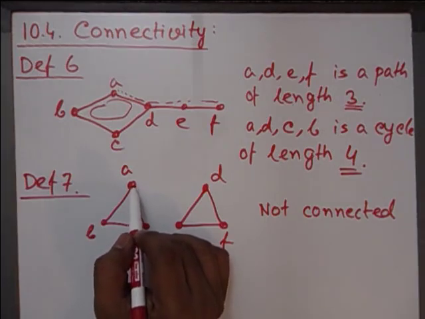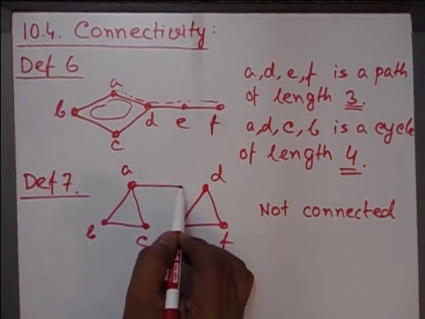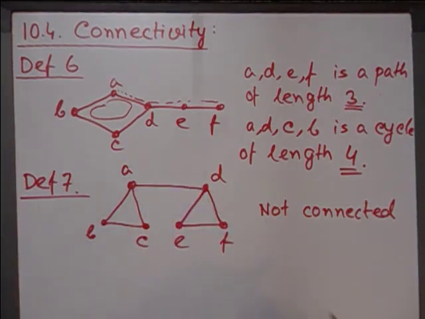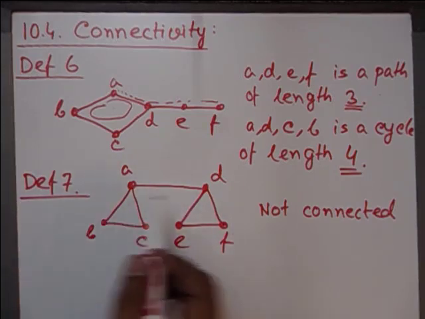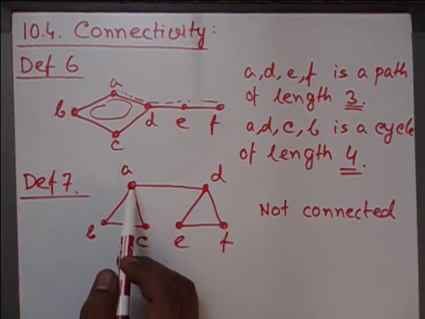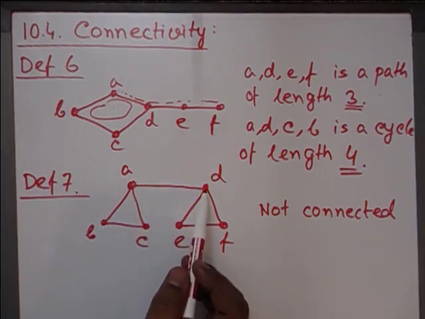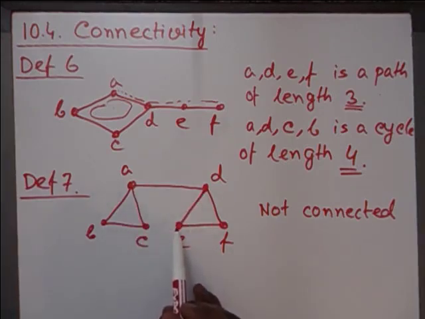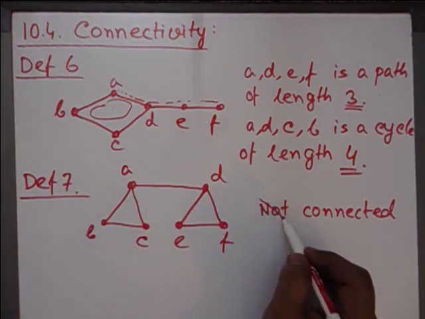Now if we add this edge, now there is a path between every pair of vertices, between A and D, between C and D, between C and E. So now it is connected.